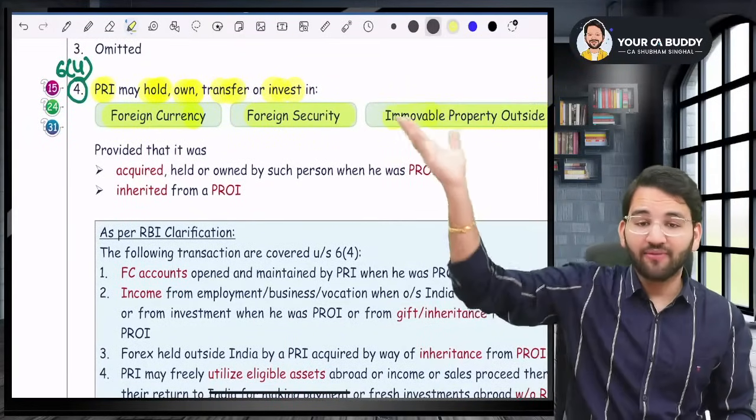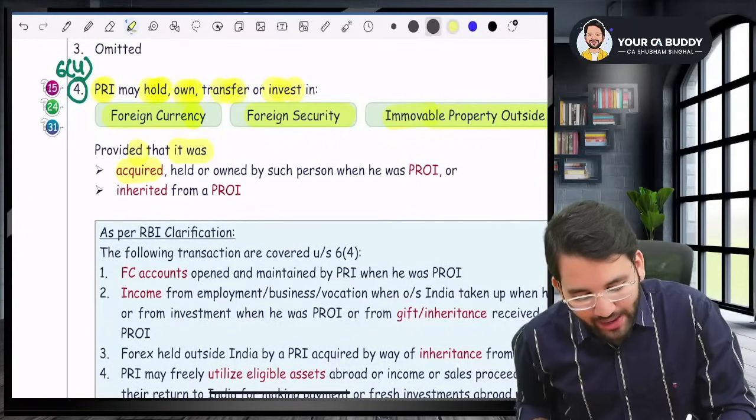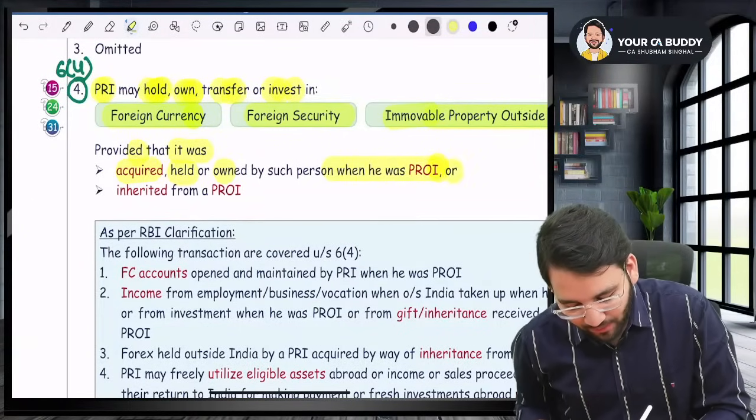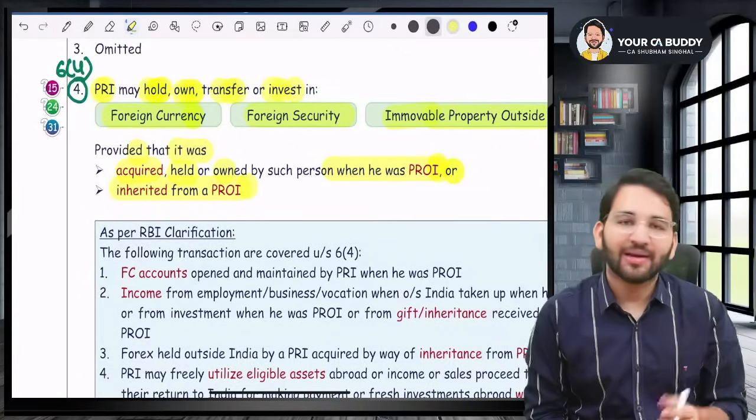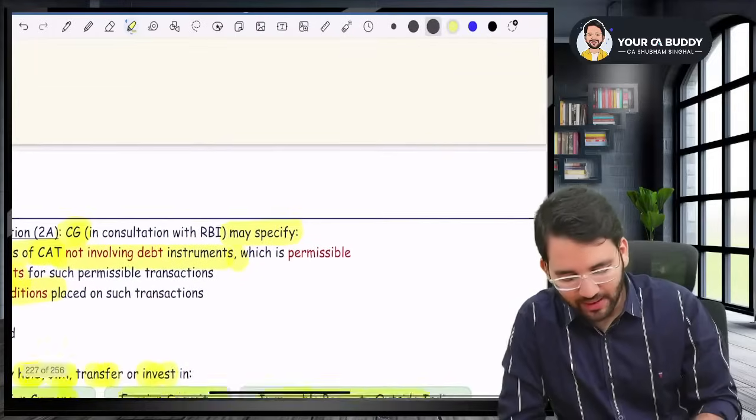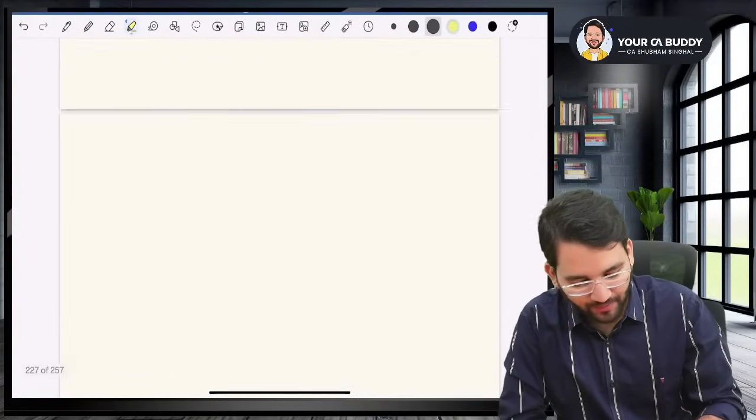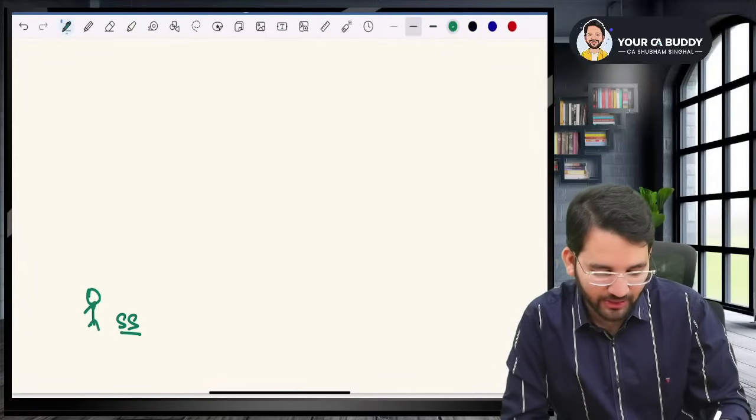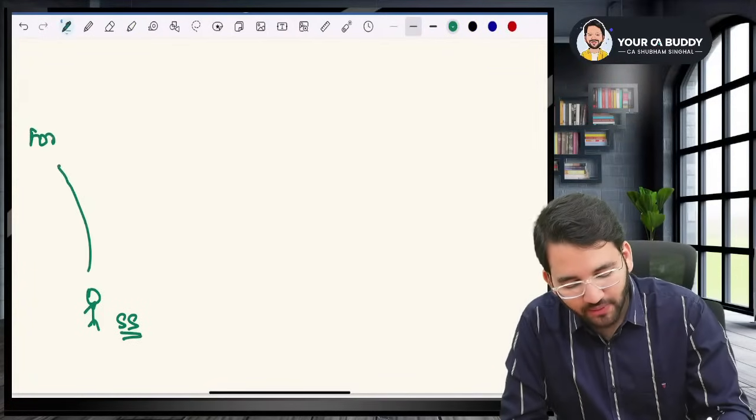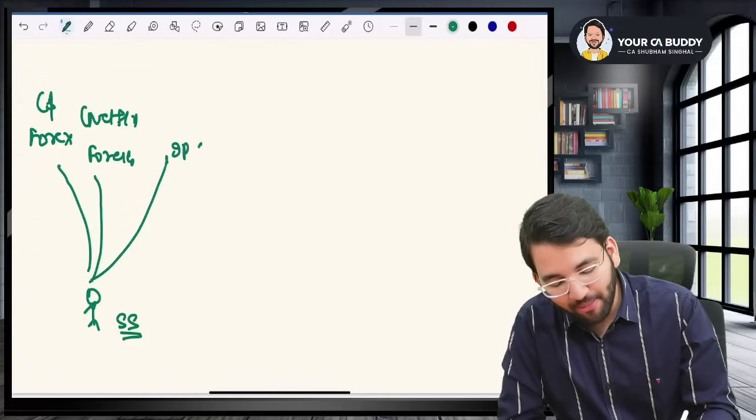Wow. You can invest in immovable property outside India, provided that it was acquired, held, or owned when he was a PROI or inherited from a PROI. Let's take some time to understand this. Sir, it is saying that if there is a PRI, who is a PRI, sir? I am a PRI. The question is whether I, Shubham Singhal, can hold foreign exchange, as in, can I have dollars? Can I have foreign security, like, can I invest in the shares of Netflix? And can I have immovable property outside India?